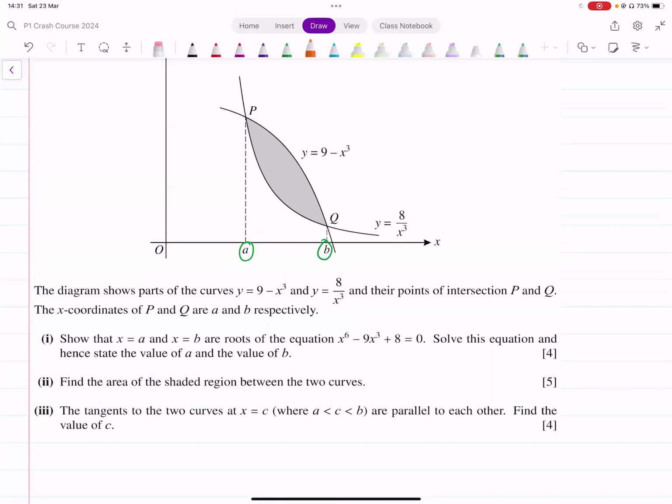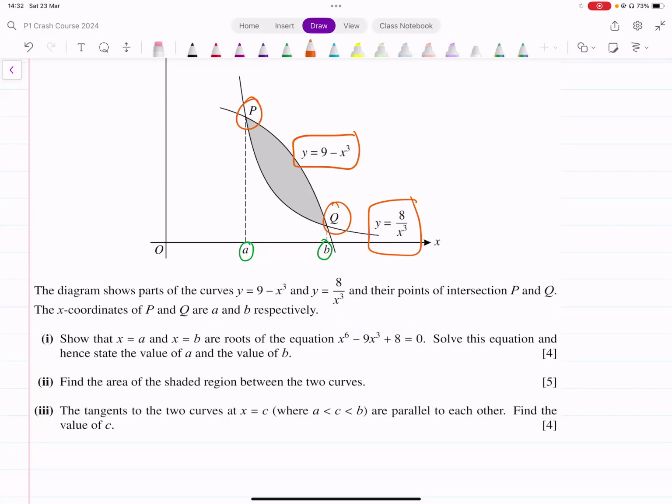So there are two parts to this particular part. First of all, they ask us to show that x equals A and x equals B are roots of this particular equation. Now, if we knew the value of A and the value of B, we could input those values here and show that they satisfy this equation. But the problem is we do not know what the values of A and B are. So we can't really input those values to show this. What can we do instead? What do A and B represent? A and B are the x coordinates of the points of intersection of these two graphs.